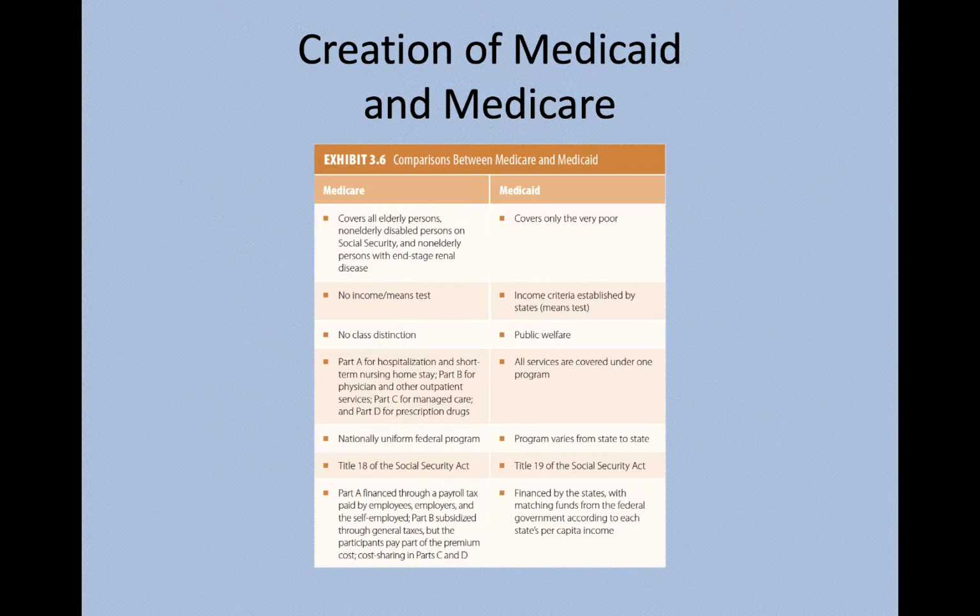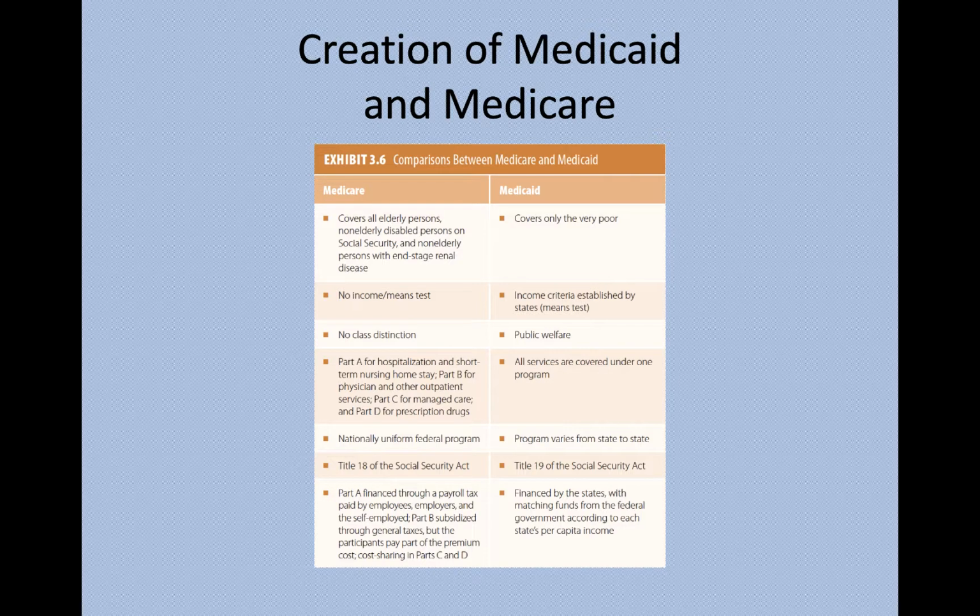So I like this chart. Medicare is on one side, Medicaid's on the other. If you look straight down Medicare, it really only has coverage for elderly persons, non-elderly disabled persons on Social Security, and non-elderly persons with end-stage renal disease. There's no income means test. There's no class distinction. There's Part A for hospitalization and short-term nursing stay. I stress short-term. Part B for physician and other outpatient services. And then there's Part C for managed care, and D for prescription drugs.